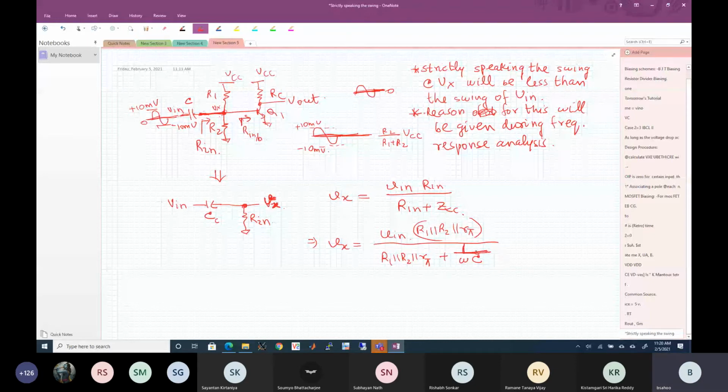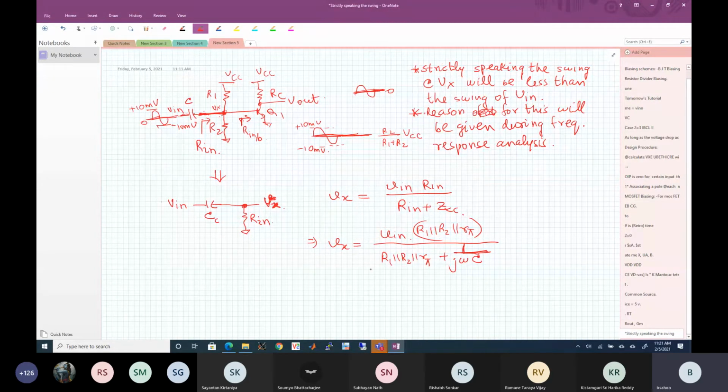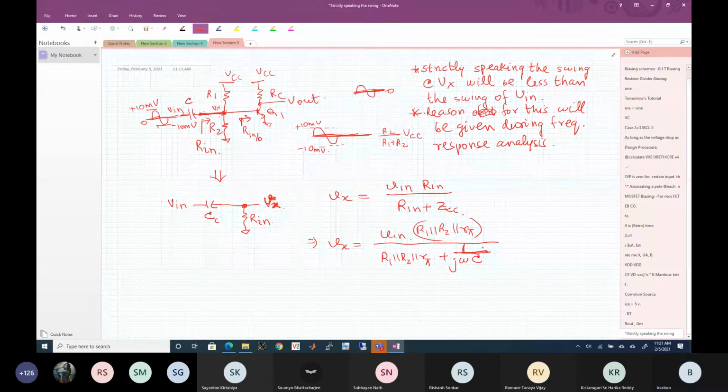Am I clear? This is a complex number, j omega C. You have to take the magnitude, so technically speaking it will be the square root of the sum of the squares of this and this. Okay, am I clear? Now, what is the meaning of j? Does anybody know what the meaning of j is here? What does it do?